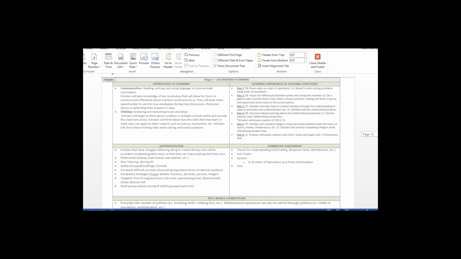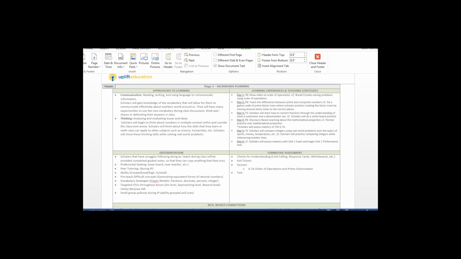Moving into our backwards planning, we have the approaches to learning of communication and thinking. Throughout the unit, scholars will be able to communicate their thought pattern for concluding at an answer. The learning experiences and teaching strategies are the day-to-day way in which I will be teaching the content. If you have any questions about how to do an activity, please reach out and let me know. But this will be our day-to-day format. As you can see at the end, it comes down to an exam.